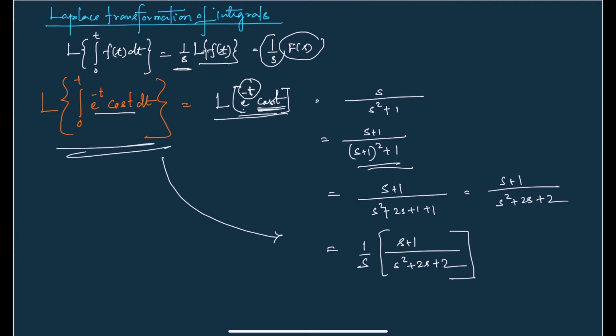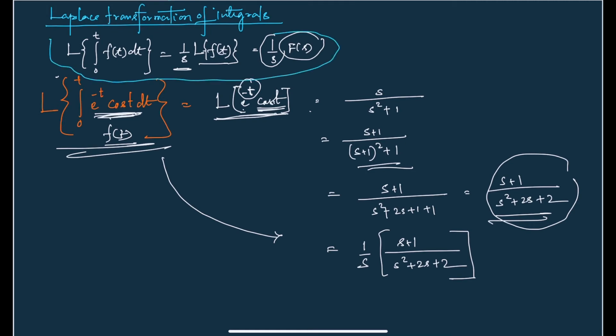So you have to understand what to do first. This is the function f of t. First you find the Laplace transformation of this f of t. This is the Laplace transformation we have found, and then according to the definition, you apply it here. That's why we have found this final answer.